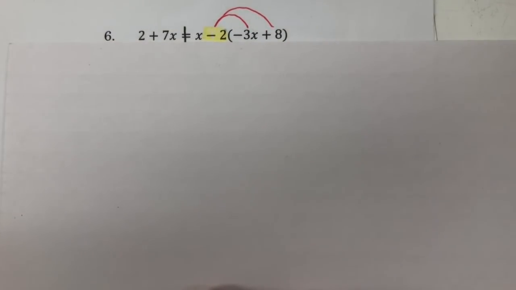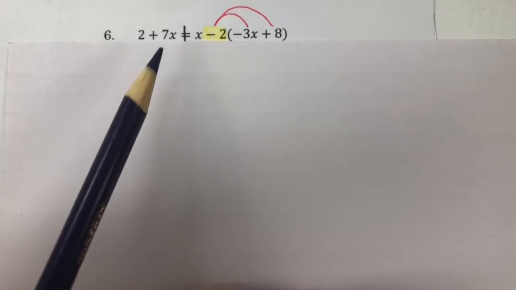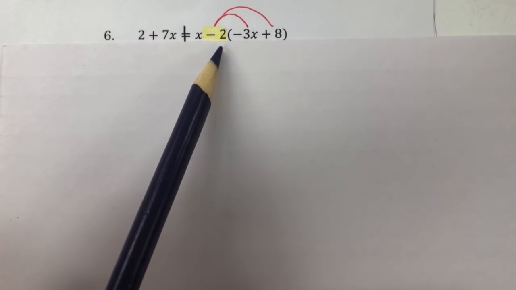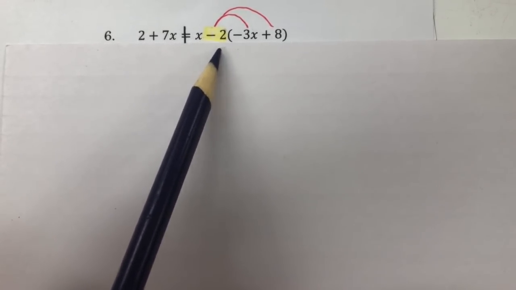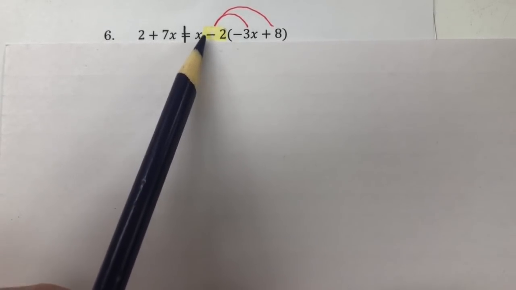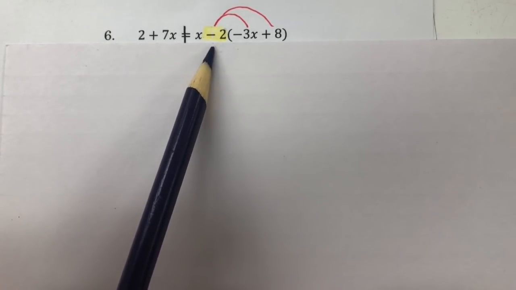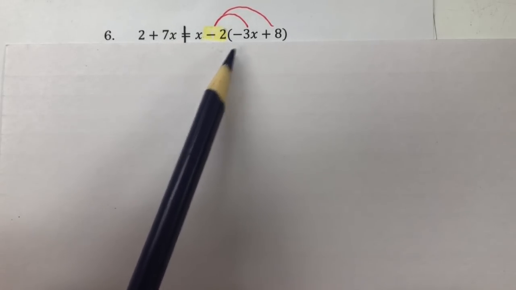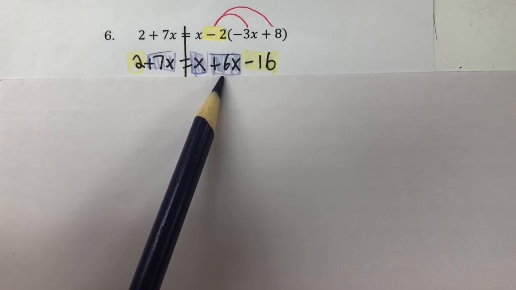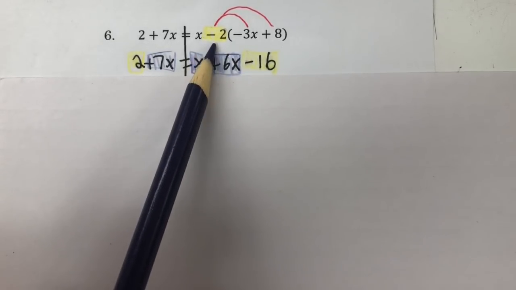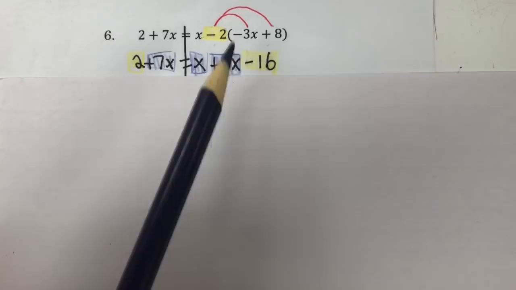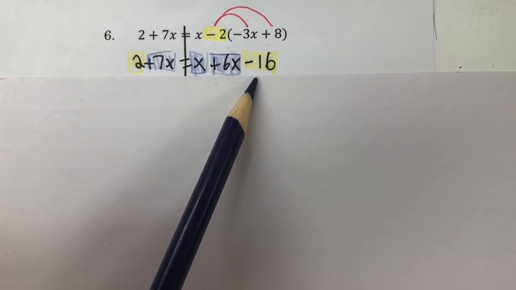We're still trying to find out how many solutions it has. But first we need to distribute this term out here. Now, you have to remember the sign goes with the term. So we're not going to distribute a 2, we're distributing a negative 2. So negative 2 multiplied by negative 3x is a positive 6x. Negative 2 multiplied by positive 8 is negative 16.